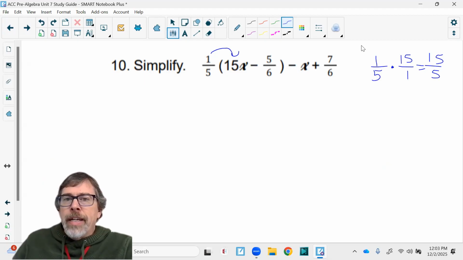The other way we could look at this is when you have it here, we can cancel these. 5 goes into 5 once, 5 goes into 15 3 times. 1 times 3 is 3 over 1, or simply 3. So this is going to become 3x.